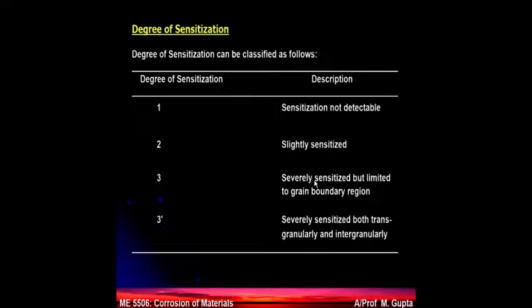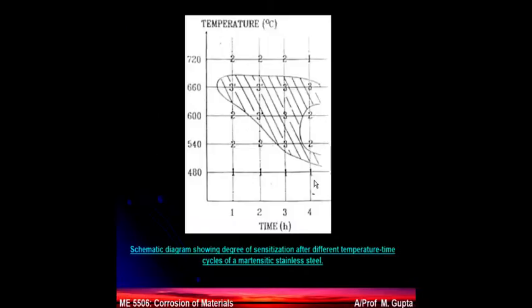So all this work was done in the lab only. So we give the rating, number 1, 2, 3, and 3 prime. Number 1, we cannot detect the sensitization. The attack is uniform. Number 2, slightly sensitized, some precipitates at the grain boundary. Number 3, very badly sensitized, but limited to the grain boundary, and 3 prime, severely sensitized, where you have precipitates not only at the grain boundary, but also in the grains.